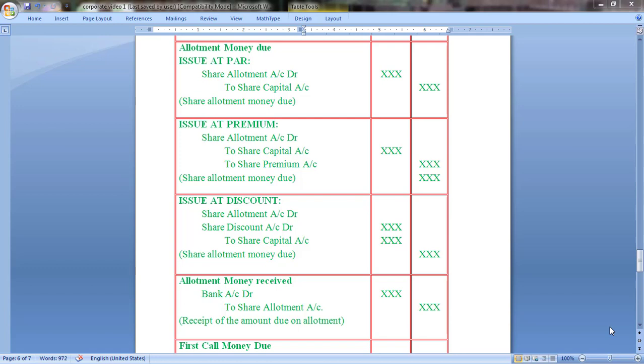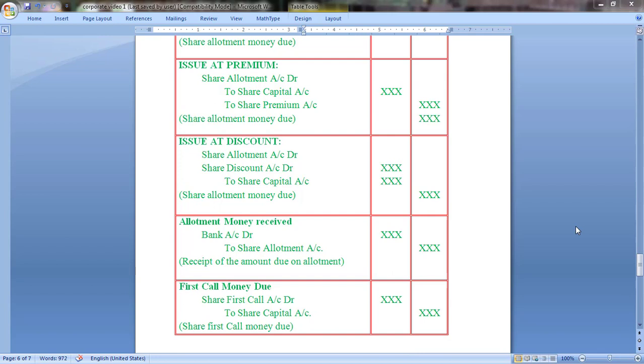So, first we have to write the entry of capital. Then we have to collect the amount from the people. Then the entry is bank account debit to share allotment. Here we have to enter the actual amount received from the people by means of allotment. So, in case of application, first we are writing a receipt entry, then only we are going for the transfer entry. But for allotment and call money, first we have to write the due entry, then only we have to go for the receipt entry.